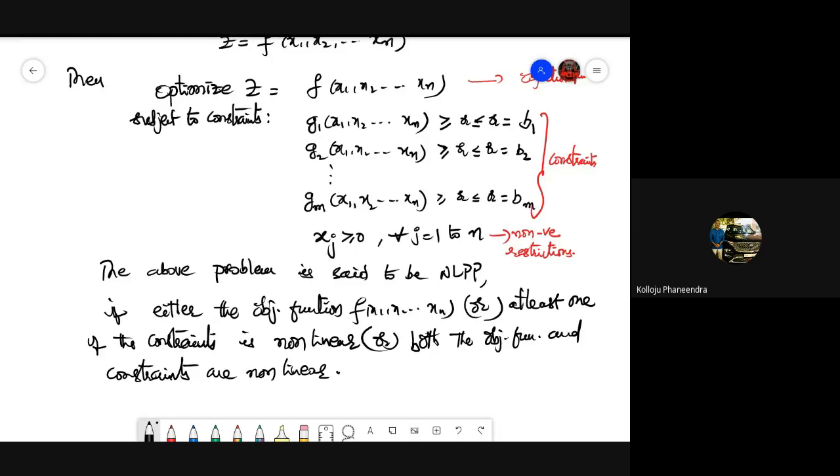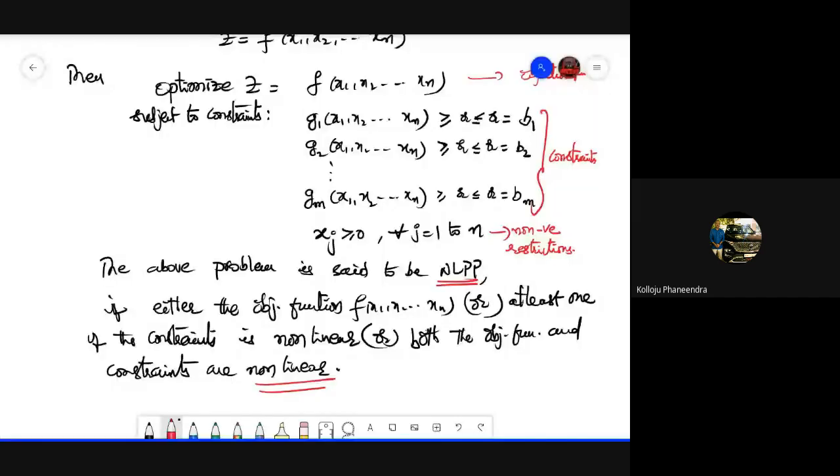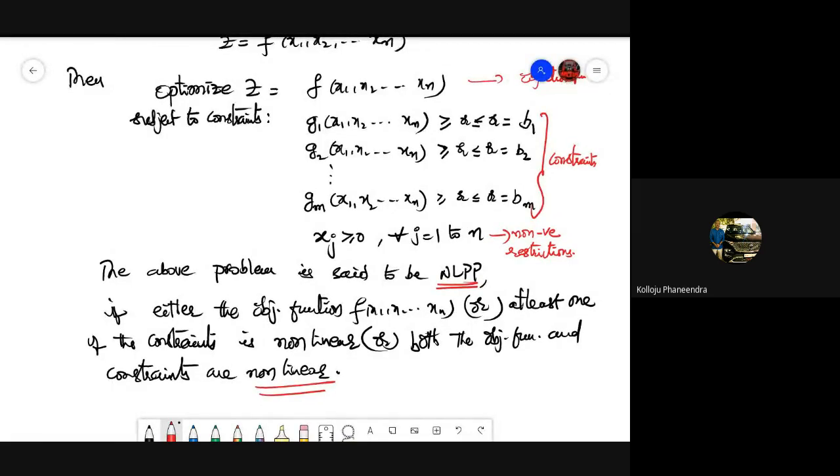Okay, then this entire problem, optimize z equal to f subject to m constraints with non-negative restrictions, is called a non-linear or constrained non-linear programming problem. If the objective function is nonlinear, or the constraints are nonlinear, or both are nonlinear, then this entire problem is called a nonlinear programming problem, and it is the general form of a nonlinear programming problem.